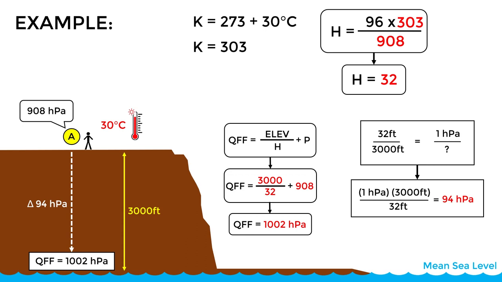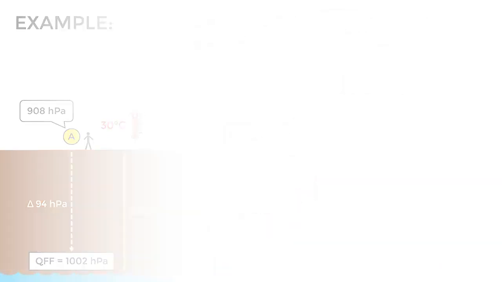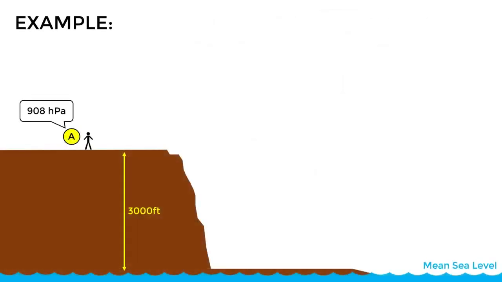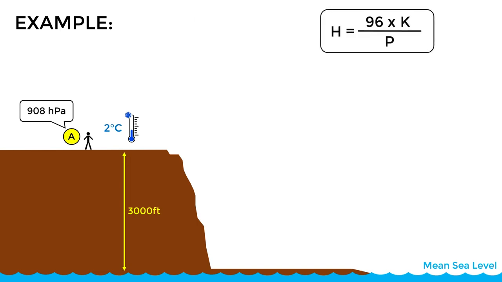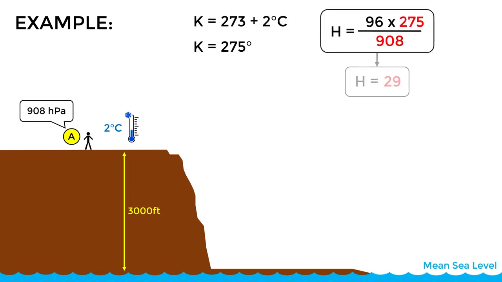Now, so far, we have seen the case of a higher than standard temperature. Let's now look at what happens with a low temperature. In this case, we have the exact same conditions as before, but now the temperature at the station is 2 degrees Celsius. So, we follow the same steps. First, we calculate the vertical pressure gradient using the formula, and as we can see, now the pressure changes by 1 hectopascal for every 29 feet.